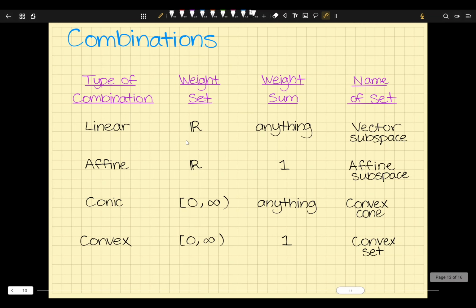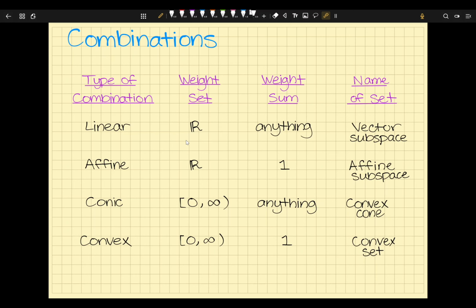Here are the main types of linear combinations. In the most general case, we have a linear combination, the weights come from the real numbers, and they're allowed to sum to anything. If we have a set of points and we take all of their possible linear combinations, we get a vector subspace. This is what we're really familiar with: lines going through the origin, planes going through the origin, hyperplanes and so on.